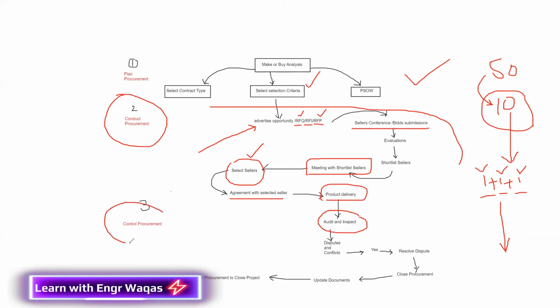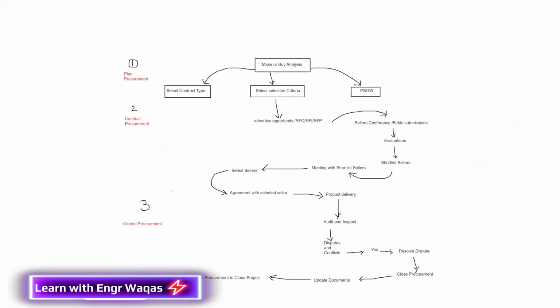And in another scenario, once things are done, I'm going for audit and inspection. So that's in control procurement. There are two categories in audit and inspection. First, I'm satisfied. But the second one, I'm not satisfied, and then it will raise another condition, dispute and conflicts. If there is a situation like that, yes, resolve the dispute, and then close procurement and update procurement: lessons learned registers, company OPAs, and all that. So that is actually the procedural thing. You should know how procurement will be conducted under planning phase, execution phase, and monitor and control phase. So that's how you are going to conduct your procurement.